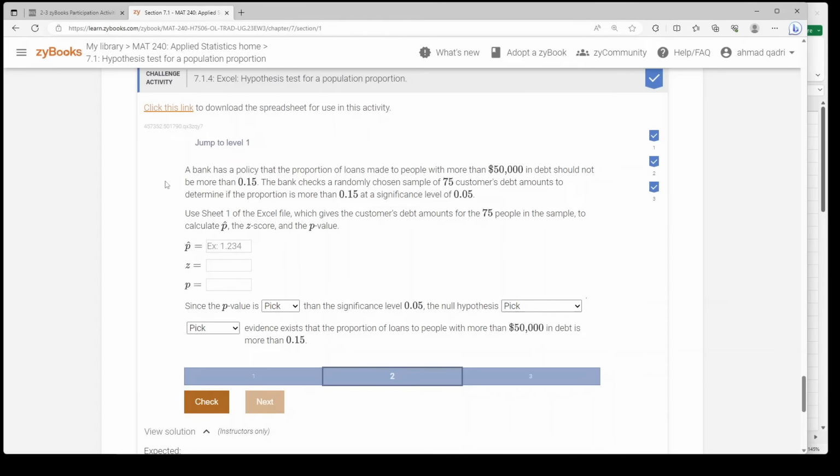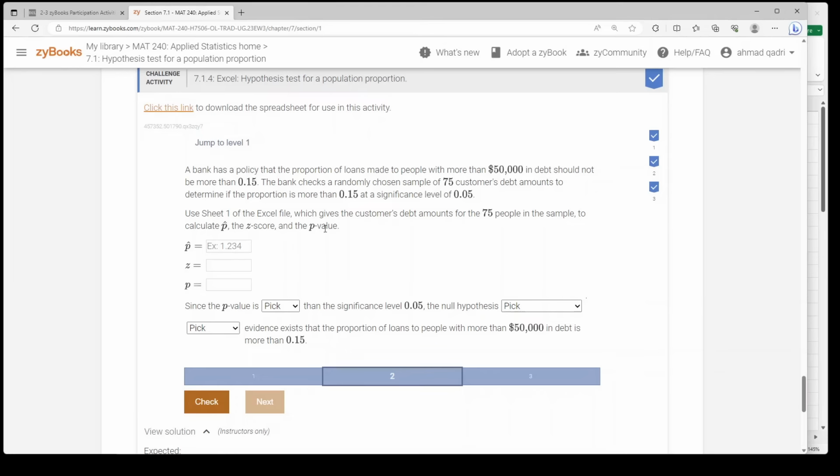The second question is, a bank has a policy that the proportion of loans made to people with more than 50,000 in debt should not be more than 15% or 0.15. There's a sample of 75 customers' debt amounts, and we're going to carry out this hypothesis test. The main test here is we need to determine if the proportion is more than 0.15. This time it's again a one-tail test, but the tail is on the right side of the distribution. So the alternative hypothesis is that p is greater than 0.15.